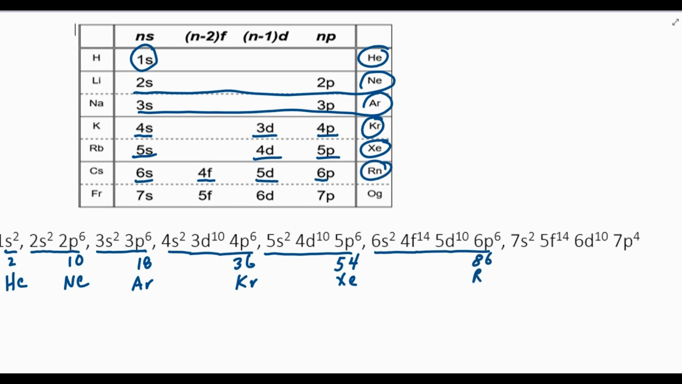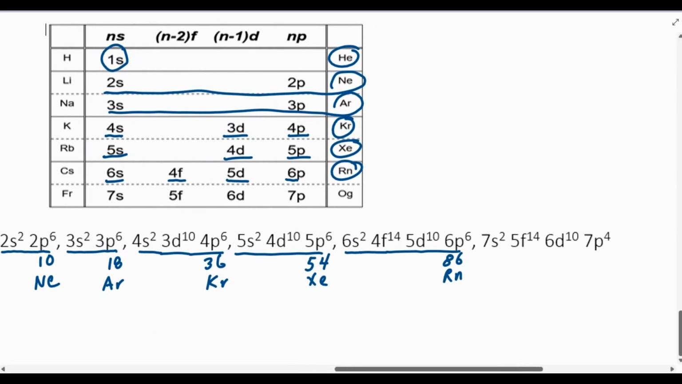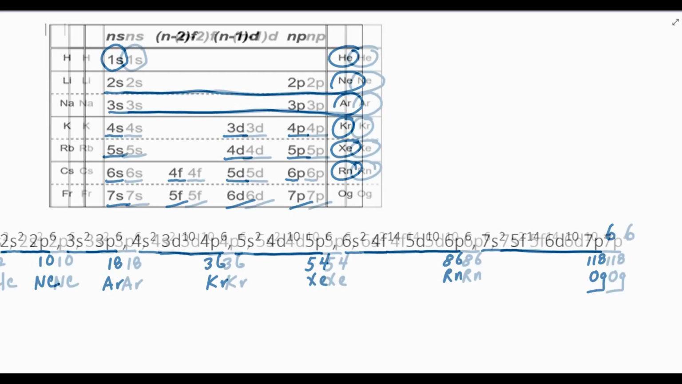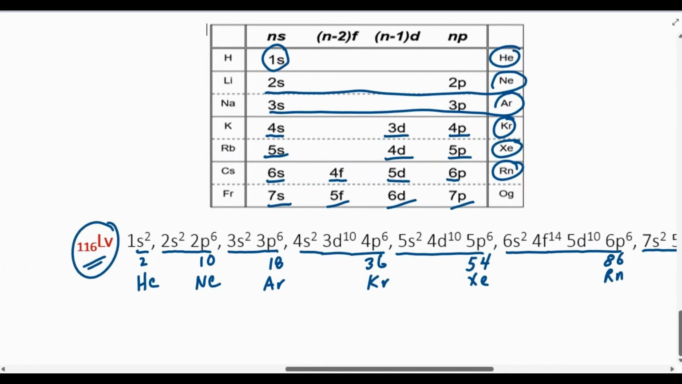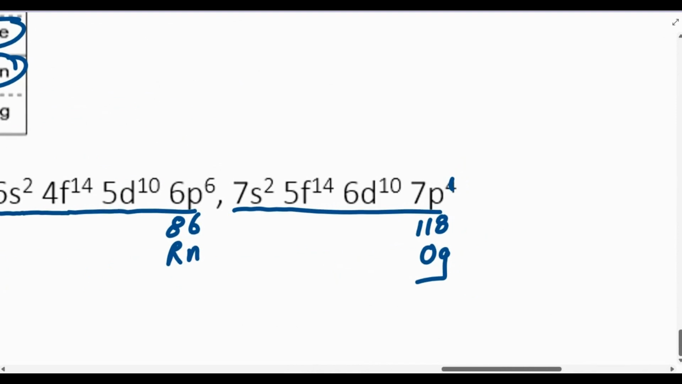We have to go all the way to 116. Let's do the seventh shell. Okay, here's 7s2, 5f14, 6d10, 7p6. If we go all the way to 7p6, that'd be another 32, brings us to 118, which would be oganesson. But we are asked to stop at 116, livermorium. So let's just take 2 of those electrons away. That's livermorium.